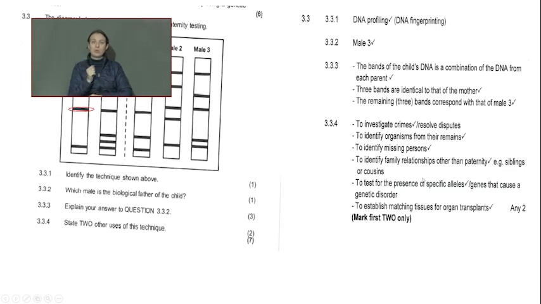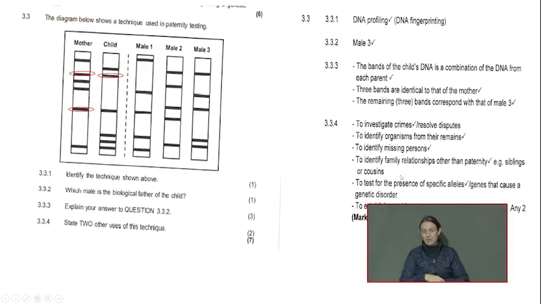The use. Please stop saying to solve crimes. We are not solving, we are investigating crimes. We identify organisms from their remains. Again, we don't just say for organ transplant. Don't just say for organ transplant. To establish matching tissues for organ transplant.